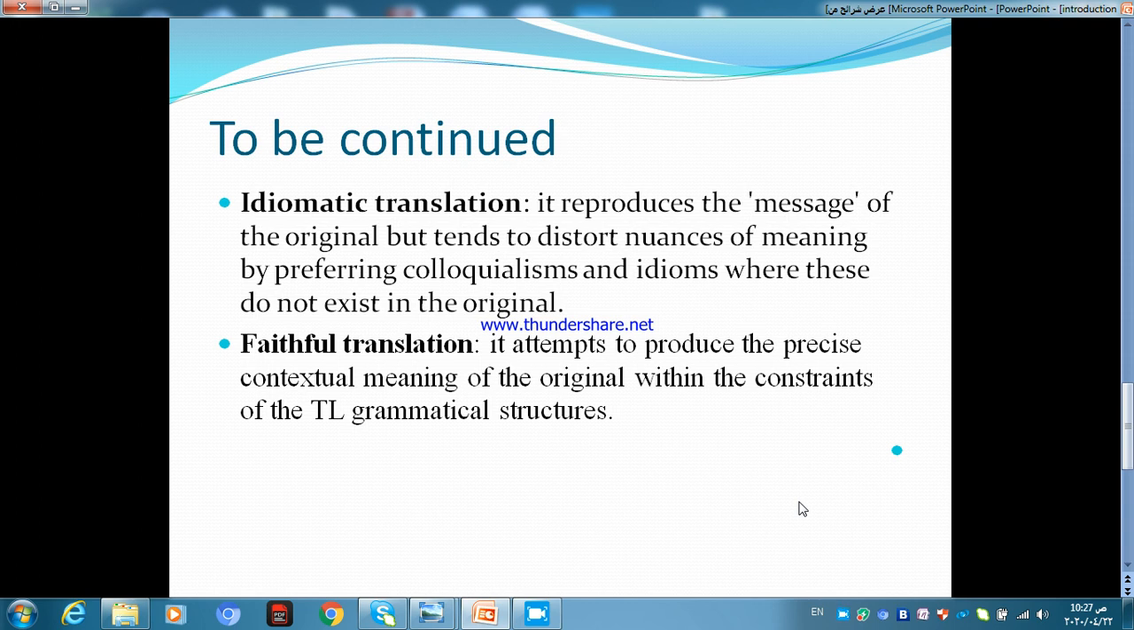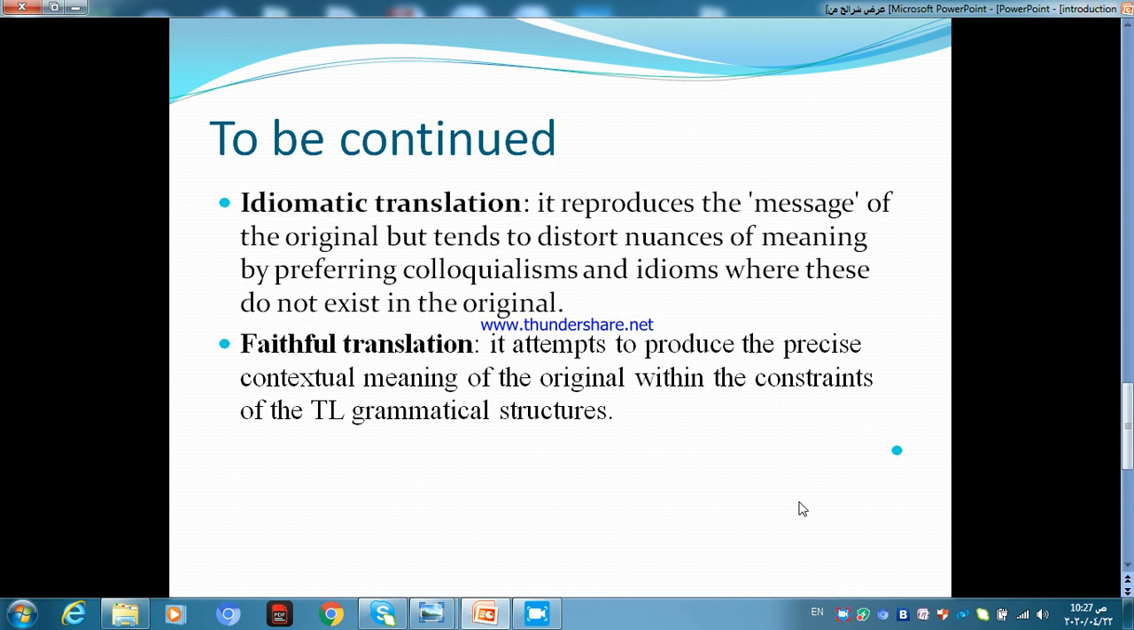The last two: idiomatic translation. It reproduces the message of the original, but tends to distort the meaning by preferring colloquialisms and idioms, where these do not exist in the original.